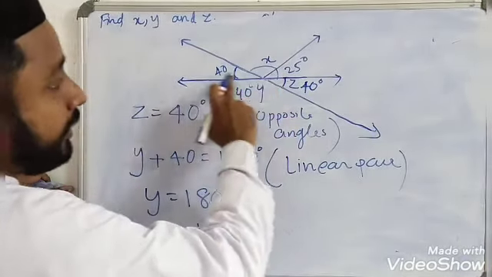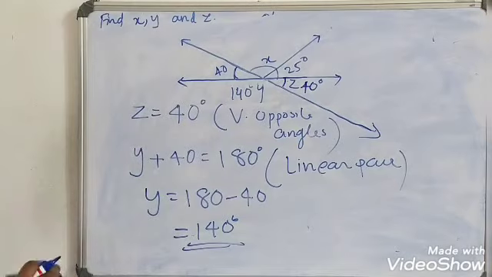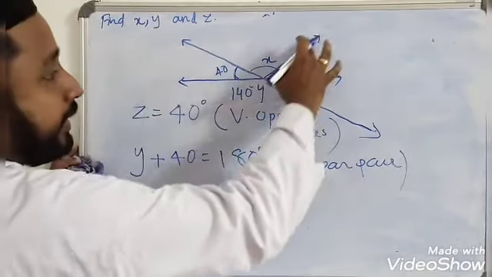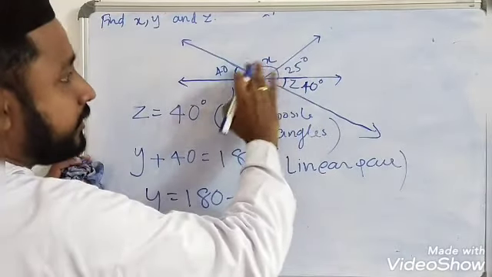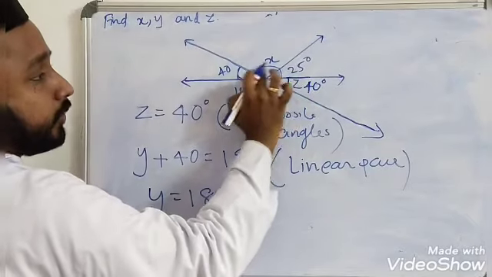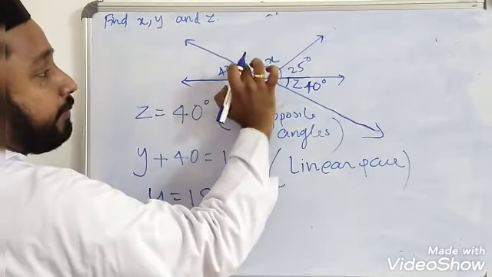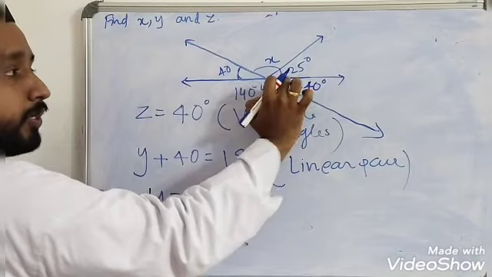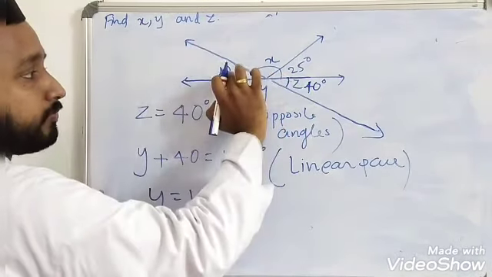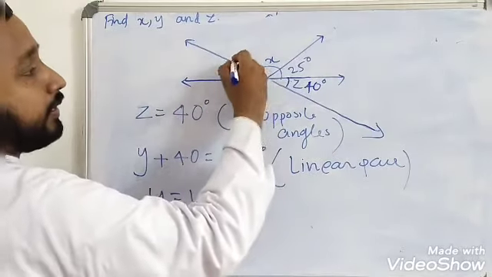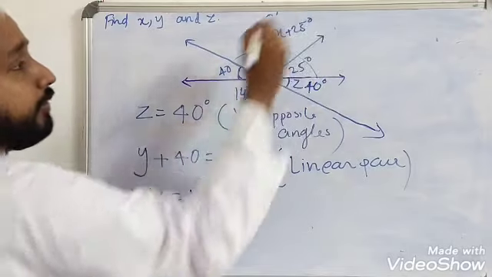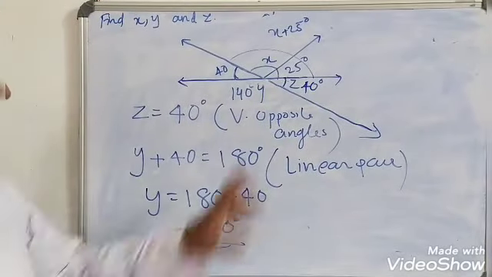Look at here. This is a linear pair. We consider this a complete angle. Don't consider this line. Just see, this is 40 degrees. Then up to here x, then 25. The total is x plus 25, from here to here, and here is 40. So we consider only this line. Then this is 40 degrees, and this complete angle is x plus 25 degrees.